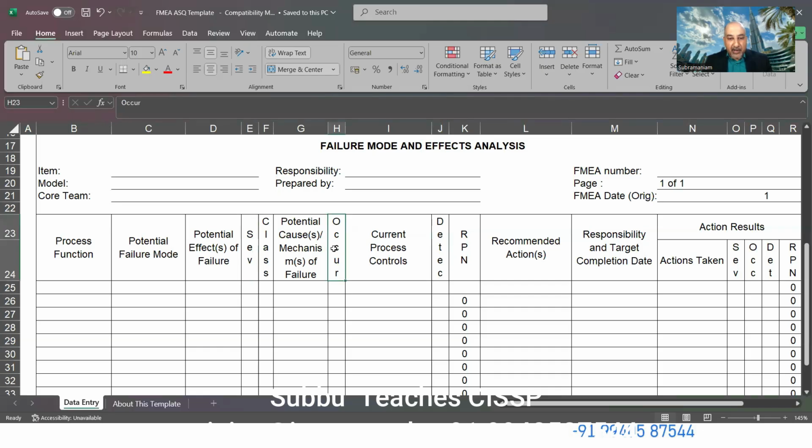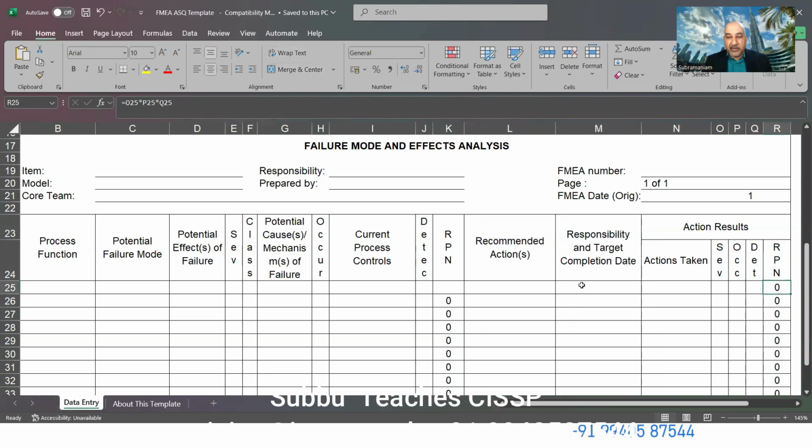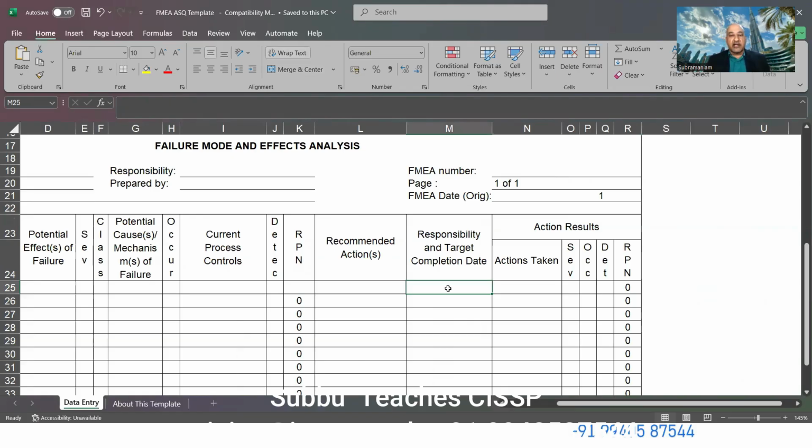So severity multiplied by probability multiplied by detection gives you the RPN number. Recommended action. Then you have a responsibility, who is the owner for this particular risk, and the completion date. You can use this as a risk register. And actions taken, then you calculate the severity, occurrence, and detection. And the RPN number should be less than what you have actually given here. That means your risk treatment plan that you have adopted is one of the best one.